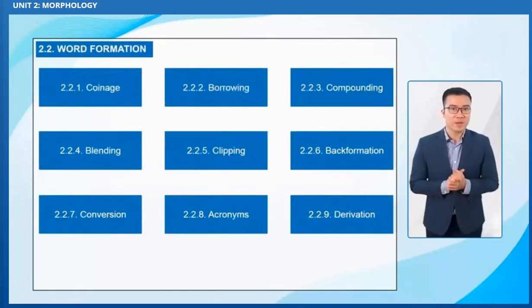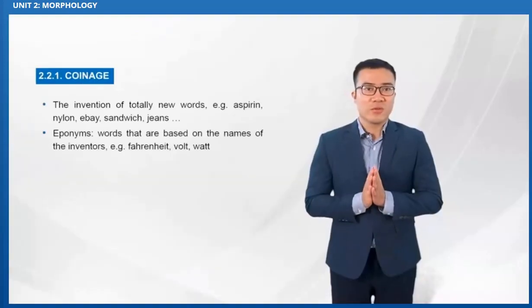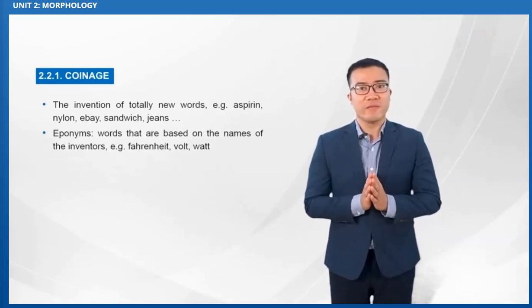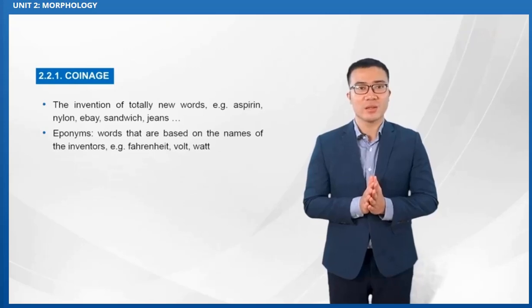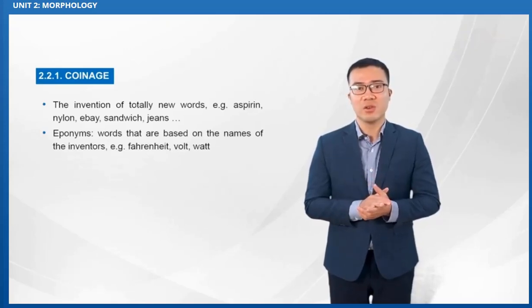Now let's turn to the second part of this lesson, word formation. There are 9 processes used to form words: coinage, borrowing, compounding, blending, clipping, back formation, conversion, acronyms, and derivation. Let's start with coinage. Coinage is the invention of totally new words. For example, aspirin, nylon, eBay, sandwich, or jeans. One of the most popular words that was formed under the word formation process of coinage is Google.